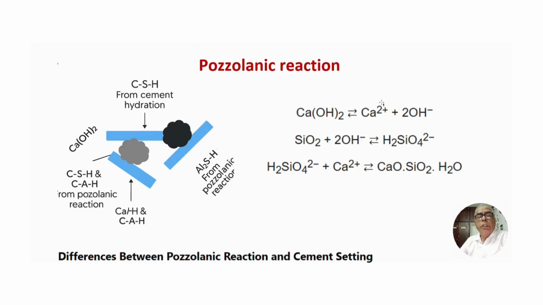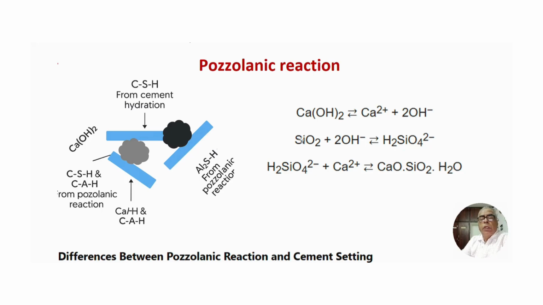Let me explain about this pozzolanic reaction. This pozzolanic reaction consists of actually three stages. In the first stage, the calcium ion, Ca2+, is separated from calcium hydroxide. So calcium hydroxide is ionized into calcium 2 plus and 2 hydroxyl anions. So this results in very high pH, say about a pH around 12 to 13.